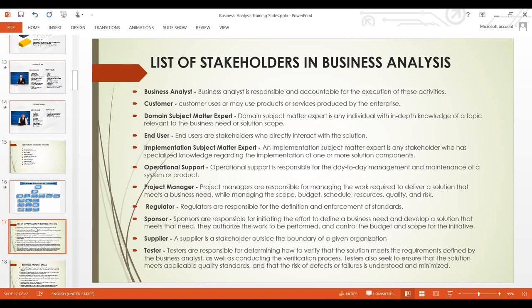Then we have the customer. The customer uses or may use products or services produced by the enterprise. So a customer is a person that uses the product or services produced by the enterprise. So he's a stakeholder when we are working as a business analyst, because if you are working within agile environments, you need to understand the customer's need as a business analyst in order to provide a solution.